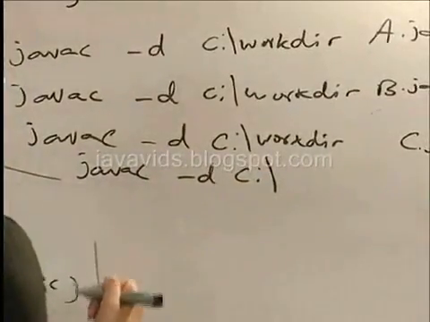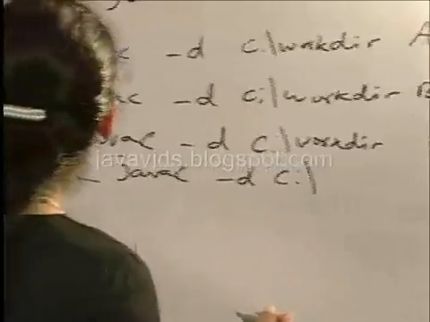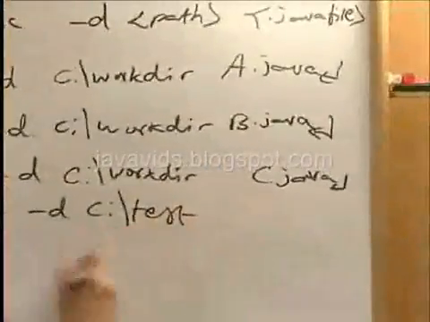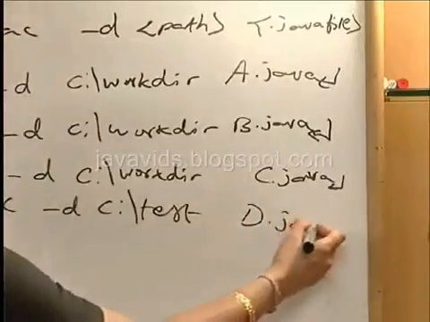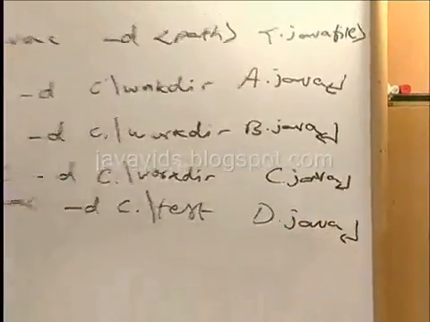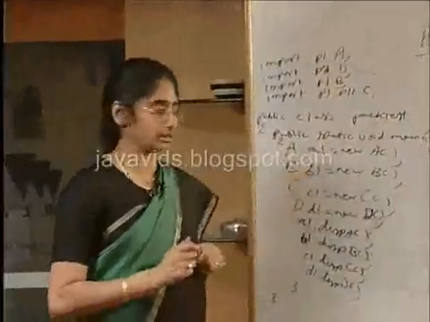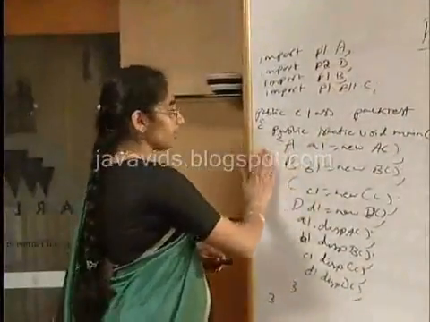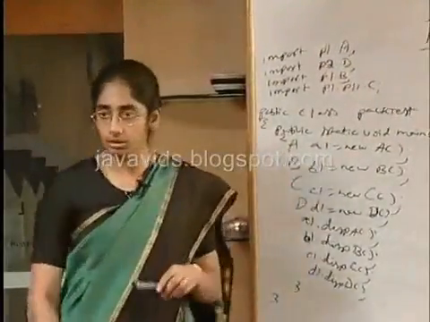D.java belongs to package P2, and P2 should exist under test. So you're going to specify the test directory here with D.java. So you got all the classes in the appropriate directories. Now you are ready to compile this particular code.